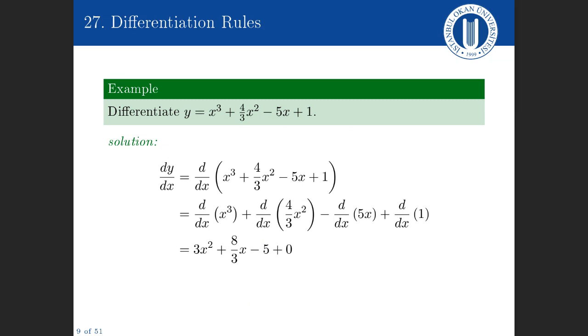So for example, differentiate y is equal to x cubed plus 4 over 3x squared minus 5x plus 1. I have four functions here added together or subtracted, but don't worry about the minus sign. We've looked at minus signs already. At the plus, we're going to cut. We're going to cut at this minus sign, and we're also going to cut at this plus. So we're cutting the derivative of our function into four smaller and easier derivatives.